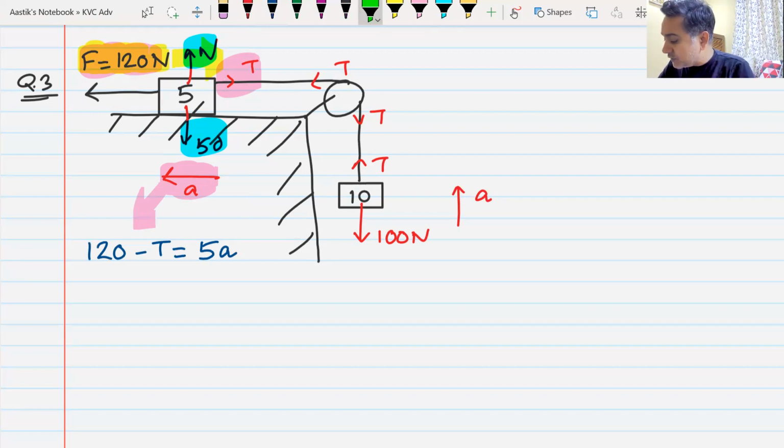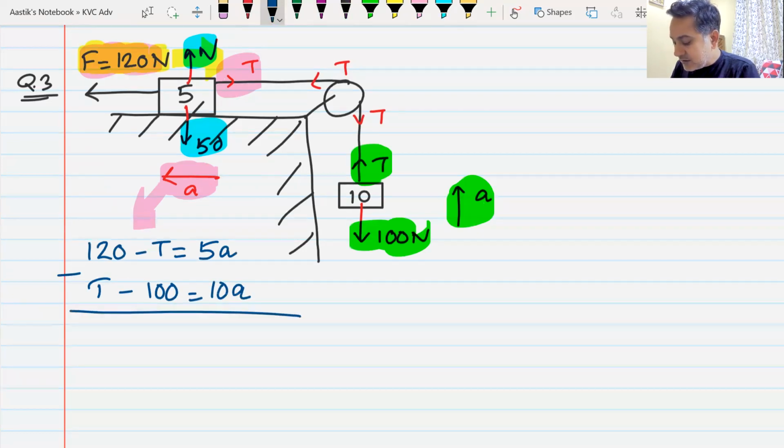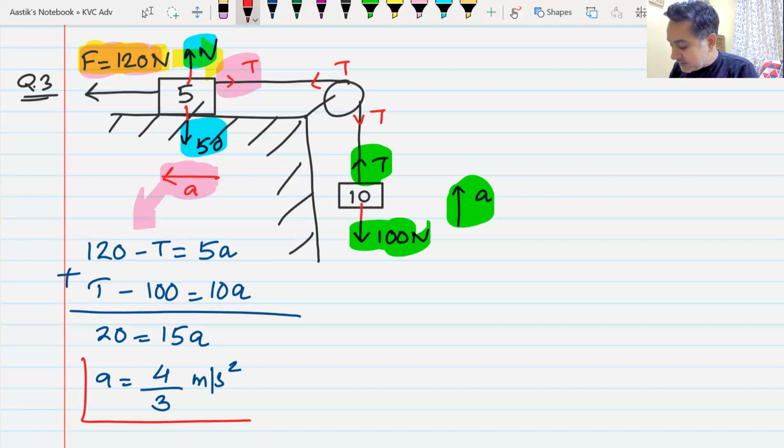What about the equation for this block? Look at this, and look at this. What is the equation for this block? T minus 100 is equal to MA, 10A. Yes or no? As soon as you add this, you will get 20 is equal to 15A. You can write A as 4/3 meter per second square. That is the answer that I was looking for.